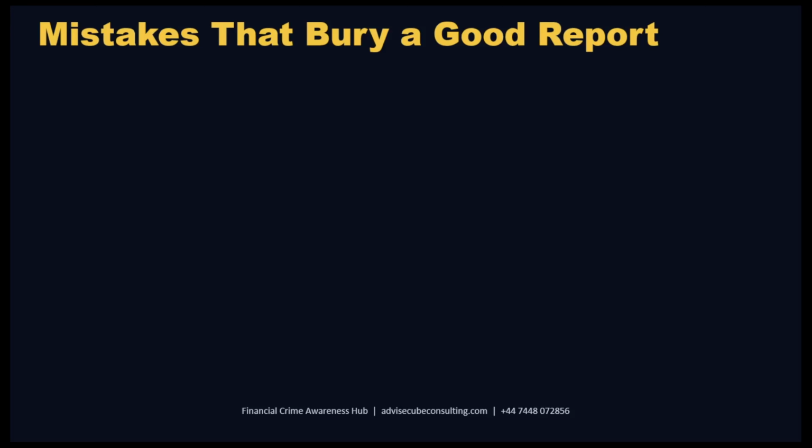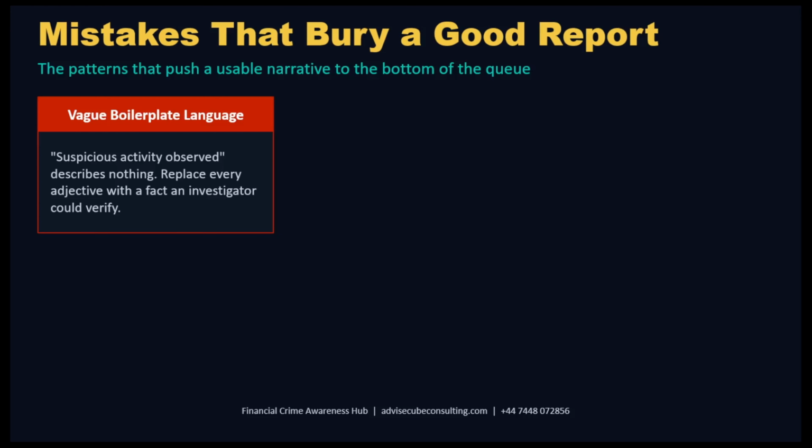Now let's look at some of the mistakes, six mistakes precisely, that push a perfectly usable narrative to the bottom of the queue. First one, vague language. Saying "suspicious activity observed", "unusual transactions noted", "activity inconsistent with profile". These phrases describe nothing. Replace every adjective with a fact an investigator could verify.